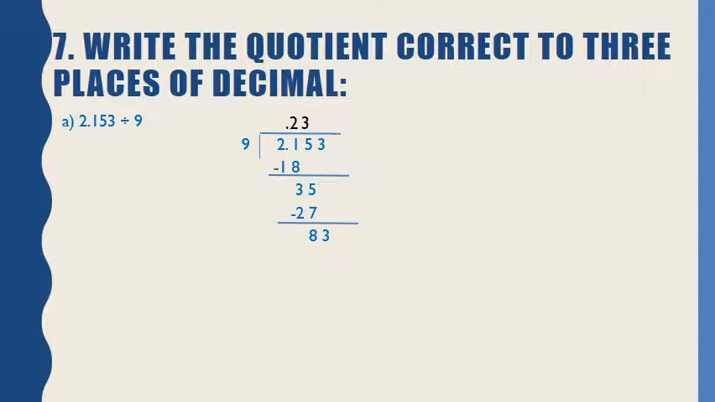It will become 83, and we will divide 83 by 9. So 9 9s are 81. So we will write in the quotient 9, and then we will subtract 81 from 83. We get the answer as 2.